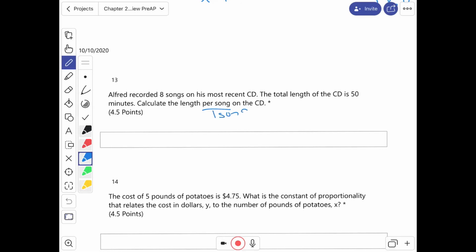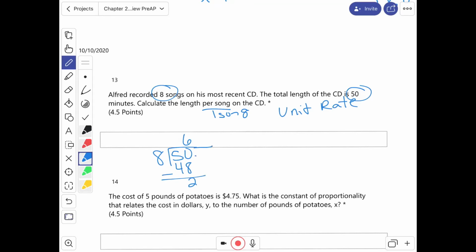Per song, that means for one song. And if we're trying to figure out for one thing, that's the unit rate. So we're trying to figure out for 1. That means we're going to divide 50 by 8, so I can figure out what just one song would be. 8 goes into 50 6 times, because 6 times 8 is 48.